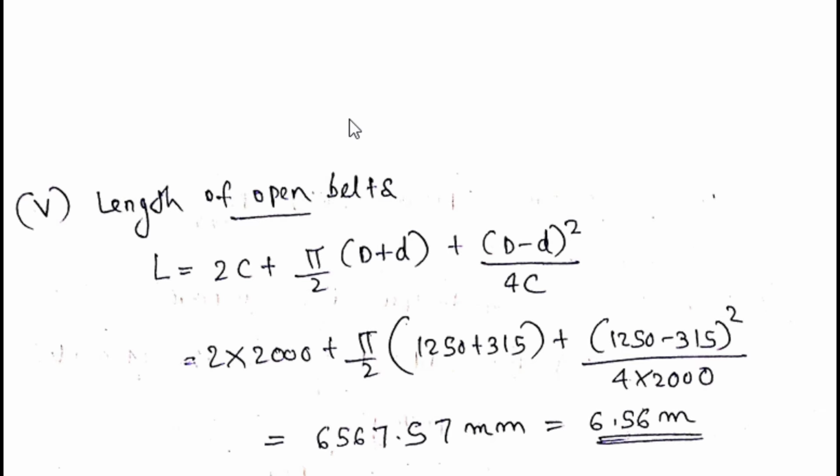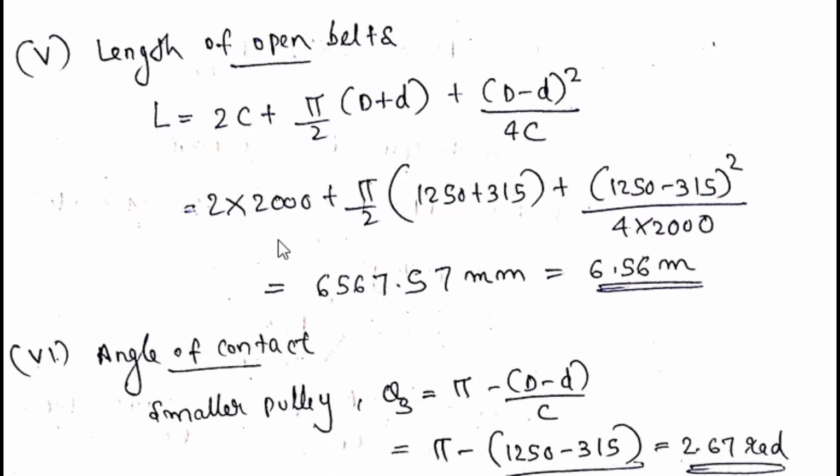Next we have to find the length of the open belt. Since this is an open belt, as they have already mentioned, we have to take the equation specifically from the data book. There are equations for both the closed belt and open belt. We have to take the equation of the open belt. C is the center distance. We have given the value in meter, but you have to convert it into mm before substituting in the equation. All the other values, capital D and small d, the diameters of the driven and driver, you know. So you get the length of the open belt as 6.56 meter.